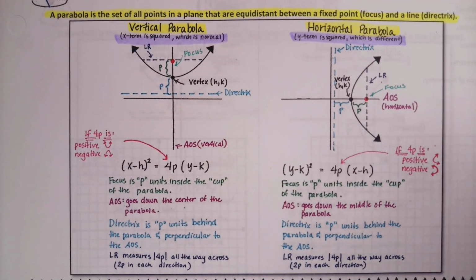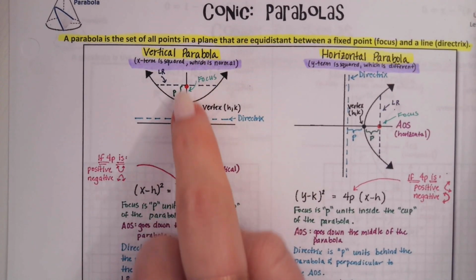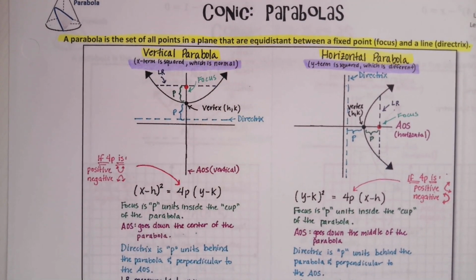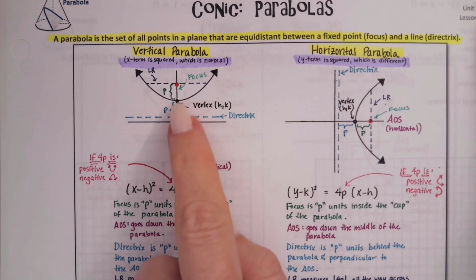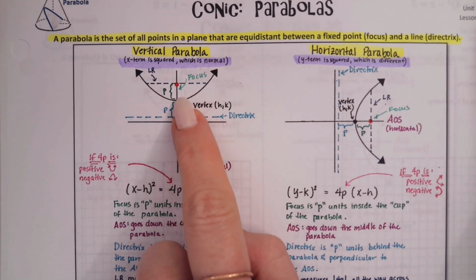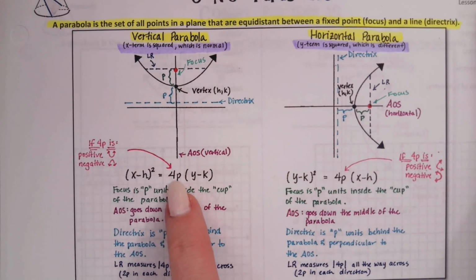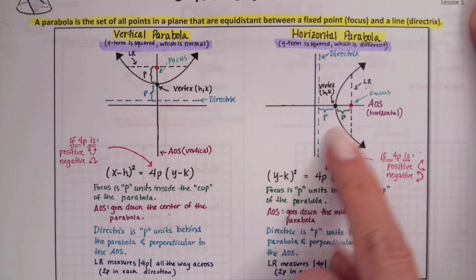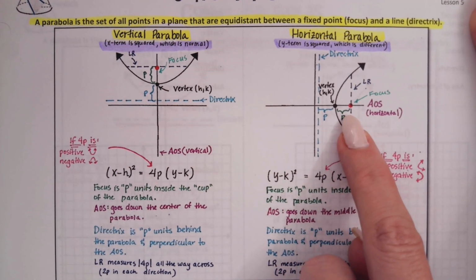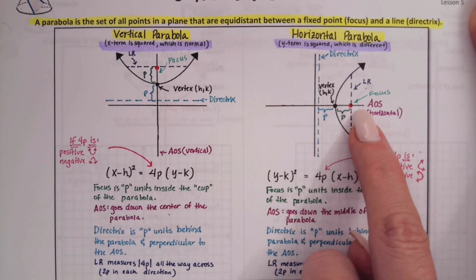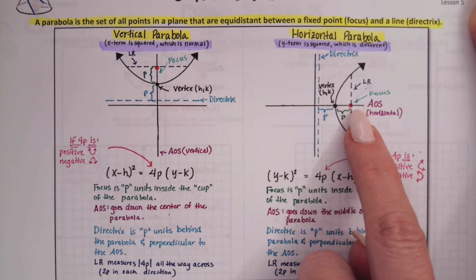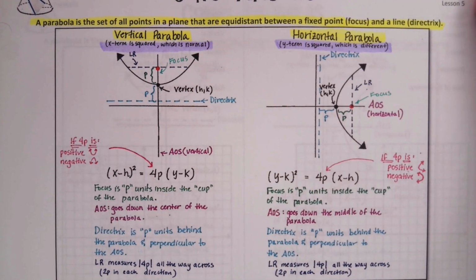What else? Both the focus and the directrix are p units away from the vertex. You can see the focus is p units up, the directrix is p units behind, and p again is part of the equation. It's basically a fourth of whatever number is right here. You can see on a sideways parabola, the focus is p units to the right inside the cup. The directrix is p units behind. I know it's a lot of information right now.